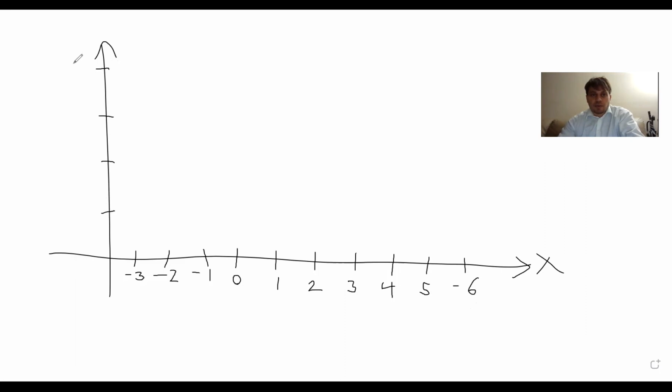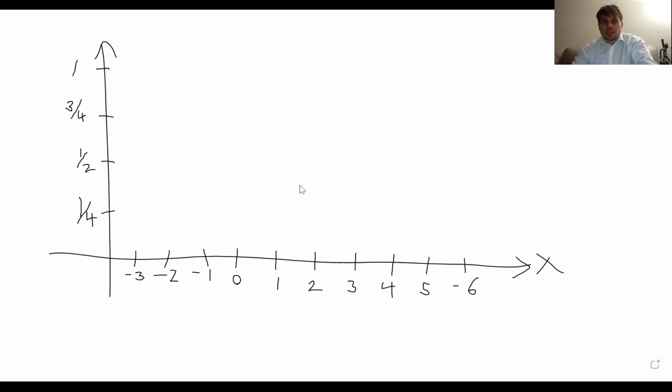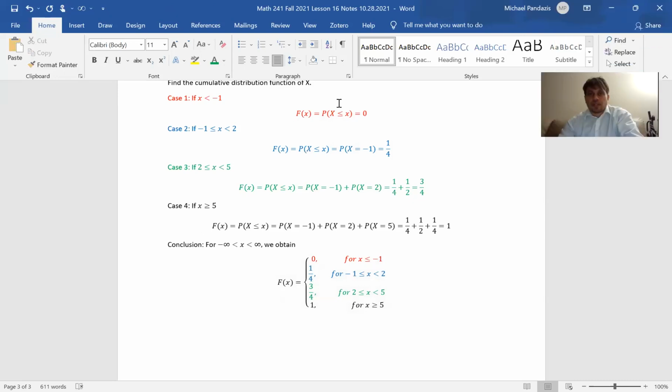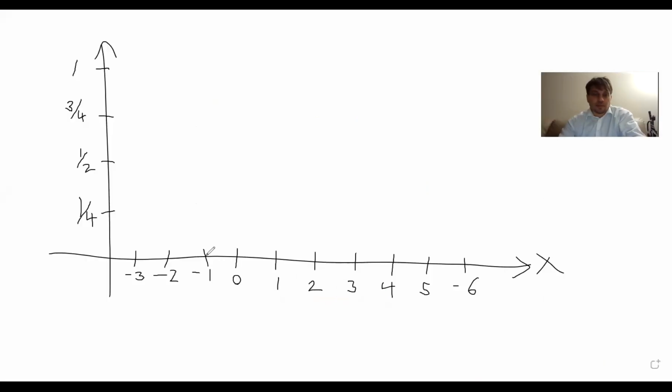The probabilities I'm going to put here. I'm split up into fourths. This is going to be 1, that's 1/2 in the middle, this is 1/4, and this is 3/4. These are some of the values that we saw before. So you start with 0, right? Capital F of x is 0 for x less than or equal to -1.